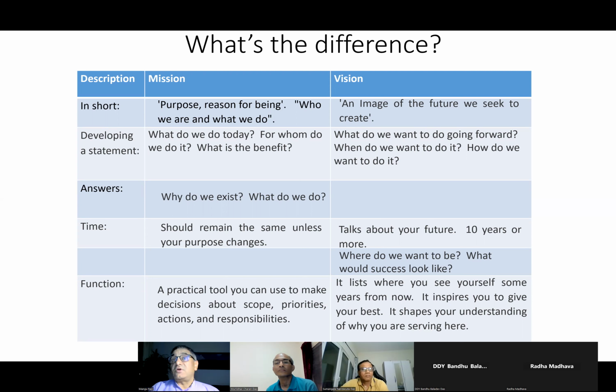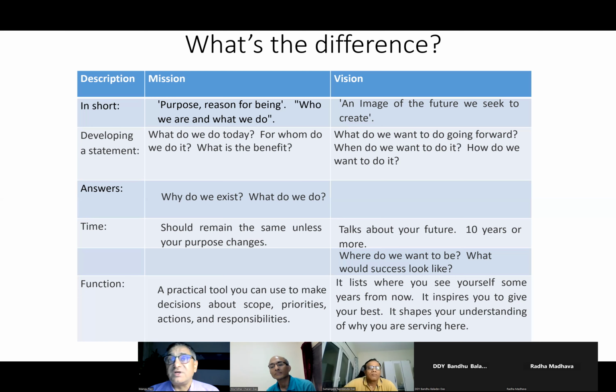Image vision is to create an image of the future we seek to create and be happy about it. It's a long-term thing. It's not a short-term thing. And what do we want to do to go forward? When do we want to do it? In our case, we are doing it right now. How do we want to do it? We want to do it according to an agreed charter, agreed values, agreed principles, aligning with Srila Prabhupada, knowing the deliverables. So we are going in a very systematic way with the guidance of GBC College that is giving us. They're so kind to help us do that. And where do we want to be? We want to be in that state of mind where everything is systemized.